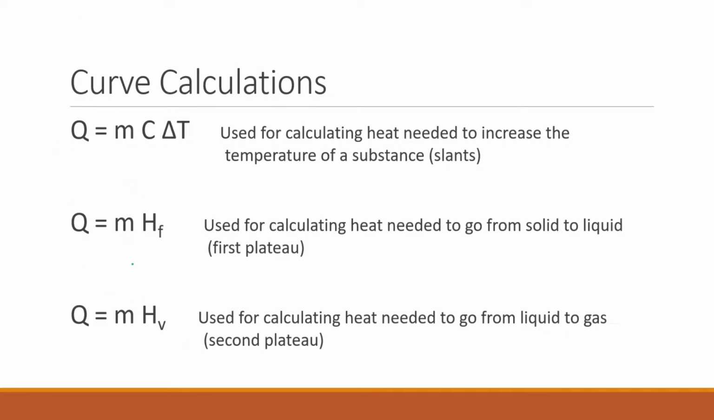Here we have our wonderful three formulas, right? Q equals mc delta T is used for calculating the heat needed to increase the temperature of a substance, and like I said, it is on the slants. Q equals mHf is used for calculating heat needed to go from solid to liquid. So the first plateau, Hf, which really stands for fusion, but if you think of it as F for first, you're never going to mess that up.